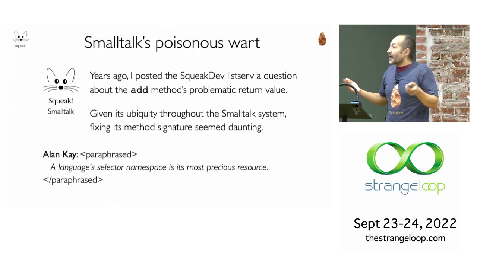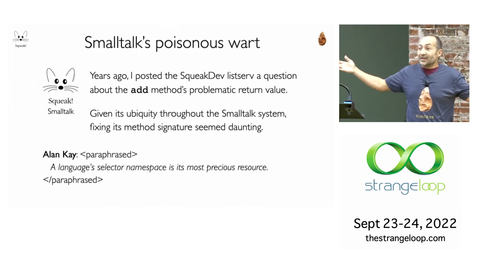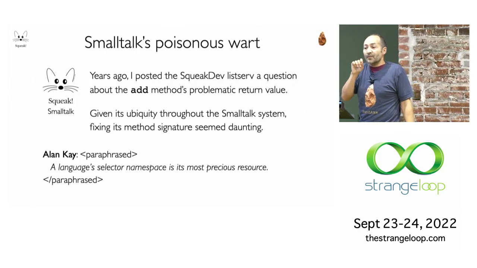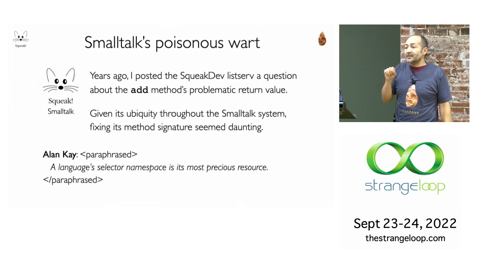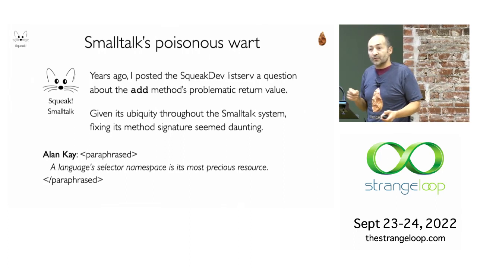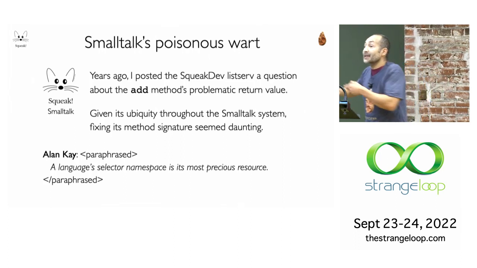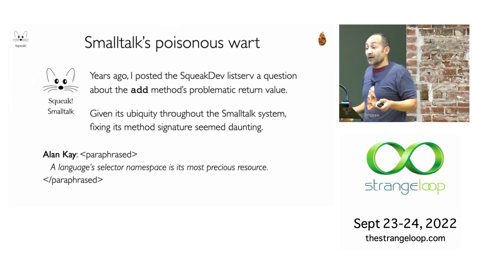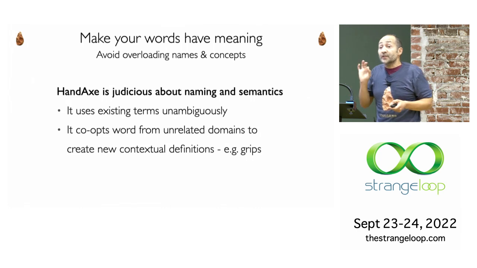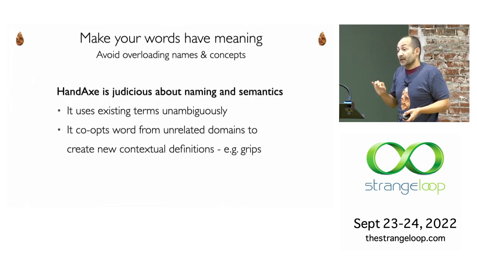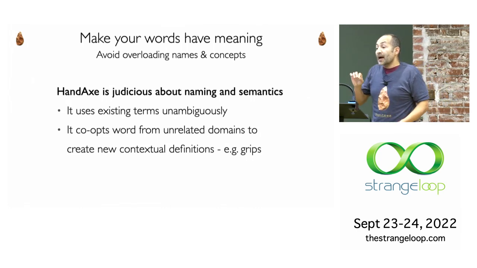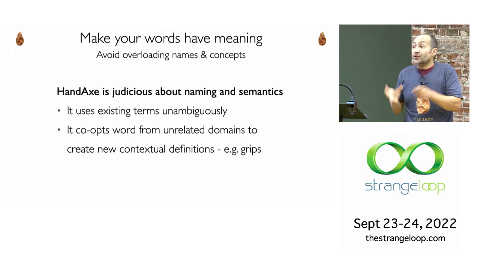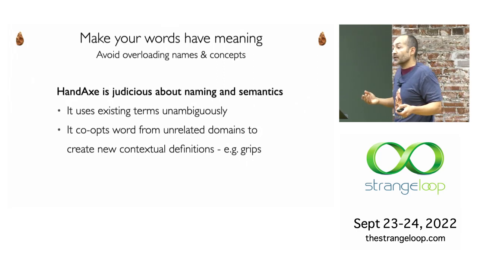And lo and behold, Alan Kay responded to my post, which kind of blew my mind, was super exciting. He said something that I never forget. This is paraphrased, but a language's selector namespace is its most precious resource, because once you've done it, it's out there, and those semantics are almost immutable themselves. So we are judicious about naming and semantics. I want things to be unambiguous. I co-opt words from unrelated domains, a la grips, to provide meaning that is not overloaded.